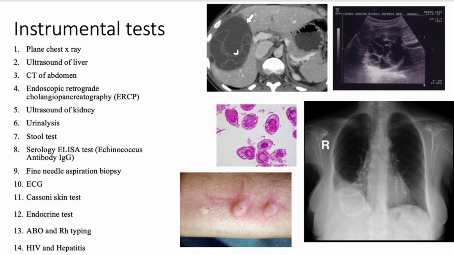Now moving on to the result of the instrumental test. Firstly, we have the plain chest x-ray. On the chest area, there are no pathological changes in the thoracic cavity and the mediastinum. However, we can see calcification of the cyst on the liver, on the right side of the chest in the picture.